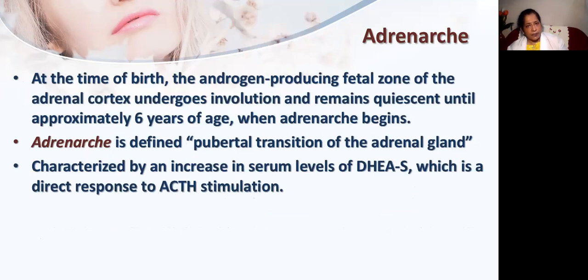Adrenarche. At the time of birth, the androgen producing fetal zone of the adrenal cortex undergoes involution and remains quiet till approximately 6 years of age when adrenarche begins. Adrenarche is defined as pubertal transition of the adrenal gland. This is characterized by an increase in serum levels of dehydroepiandrosterone sulfate, which occurs as a response of ACTH stimulation.